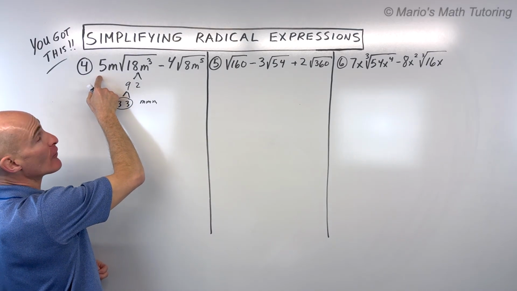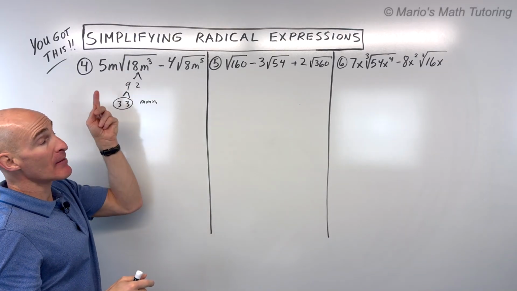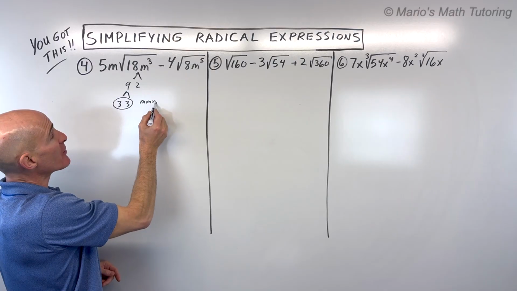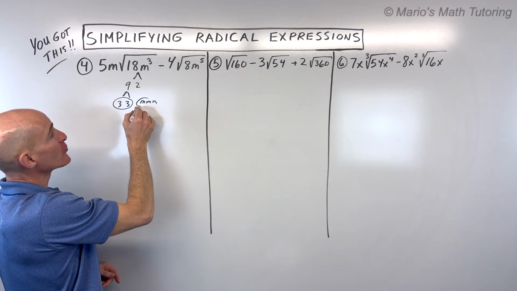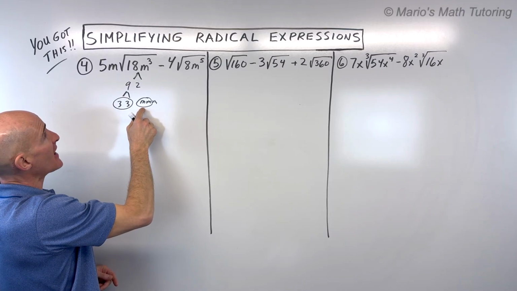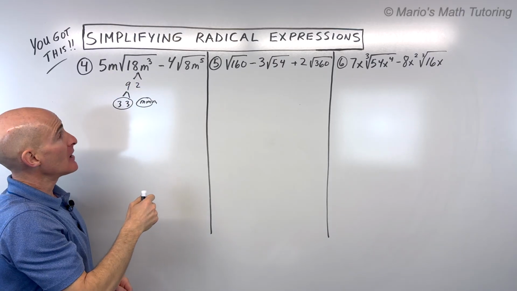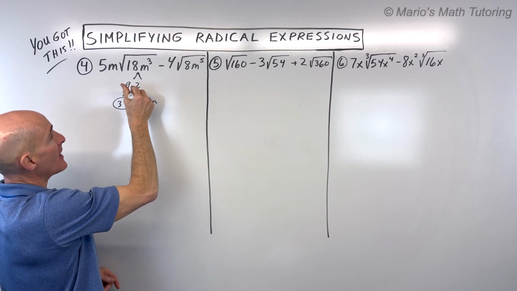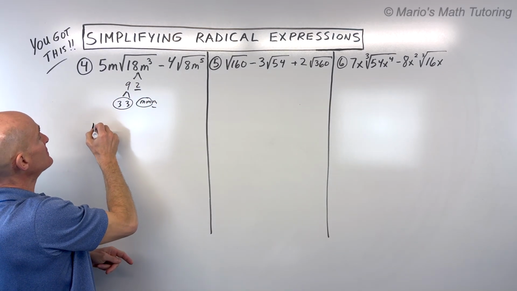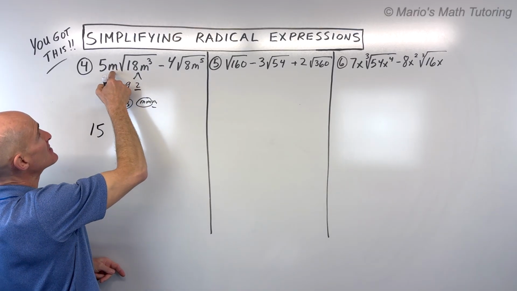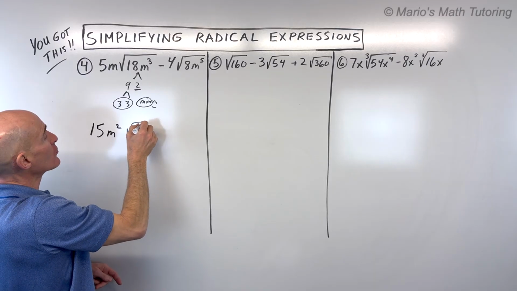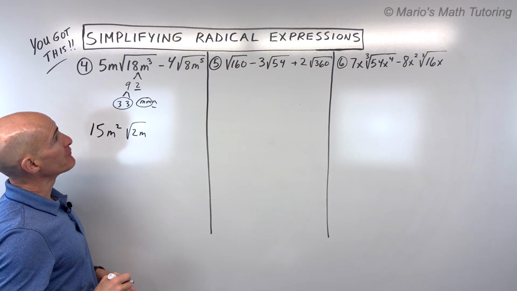That 3 is going to come out in front of the radical. It's going to be multiplied by this 5m. Also notice we've got m cubed, which is like 3 m's. Again, we're looking for groups of 2. This is going to come out in front. So the square root of m squared is just m times this m. And what we're left with is this 2 and this m. So let's go ahead and do that again. We've got 3 times 5, which is 15. m times m, which is m squared, and then what we're left with is the square root of 2m.